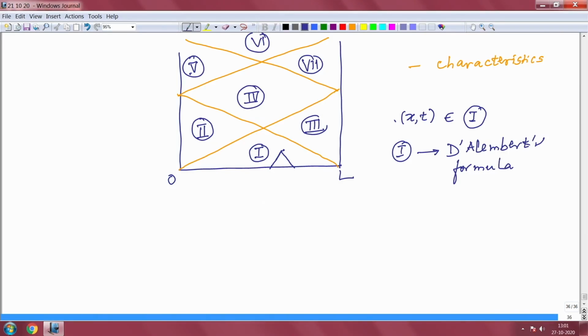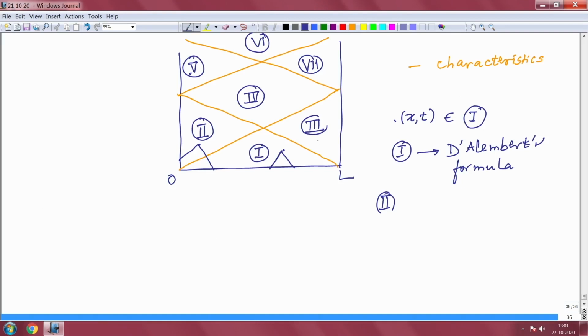And in the region 2, now one characteristic hits the boundary line x equal to 0 and another one comes to the first region. So, we can repeat the argument in the case of the Dirichlet problem for the quadrant. So, we can obtain a solution in region 2 using the boundary data only on x equal to 0, and similarly in region 3.